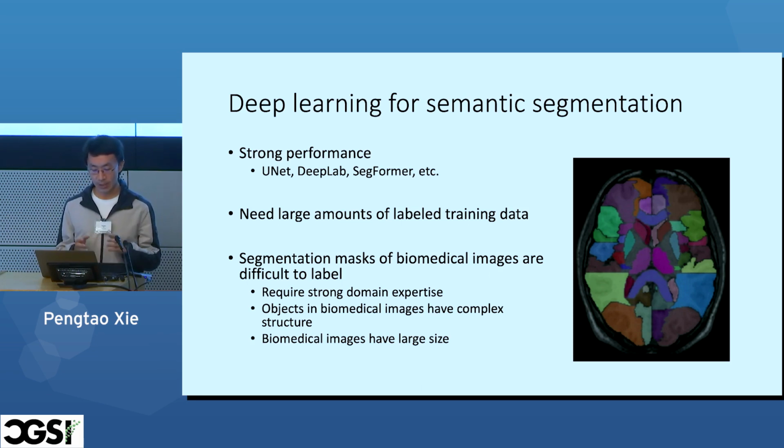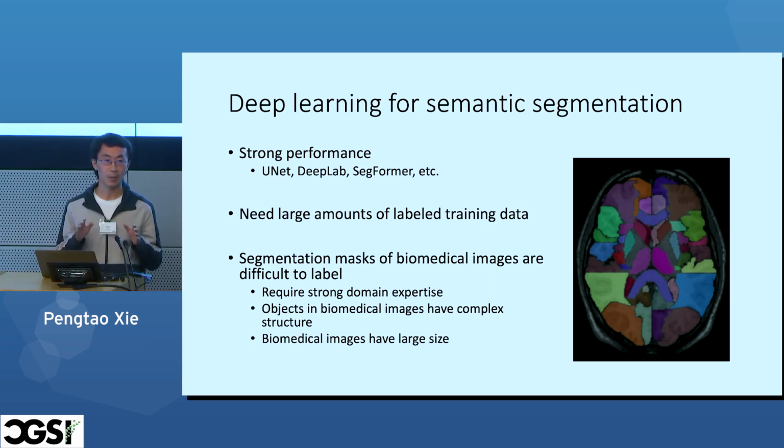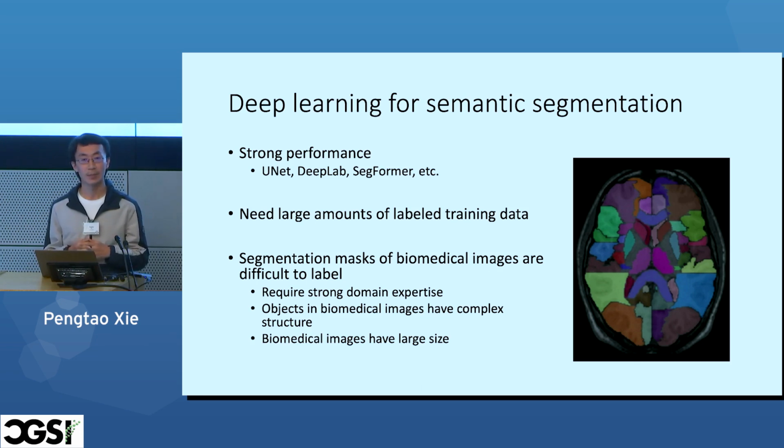And also the objects in these biomedical images are very complex. For example, here we have this brain. There are so many different areas. Right? It's very time consuming to do the labeling. And also, labeling these segments is pixel-wise. For each pixel, we need to give a label. And for biomedical images, as you know, the resolution typically is very high, thousands by thousands of pixels. It's very time-consuming and labor-intensive to label these millions of pixels in a single example.